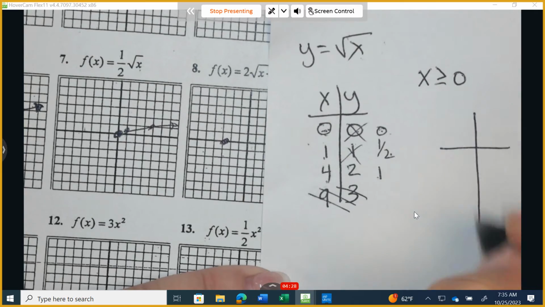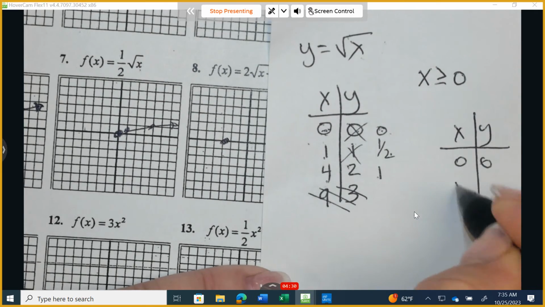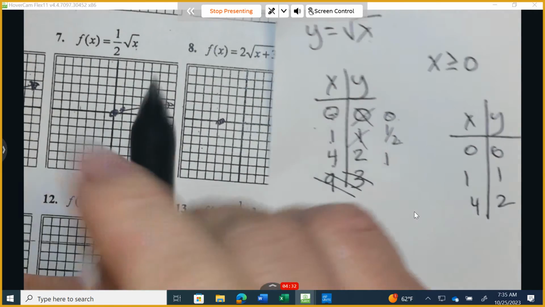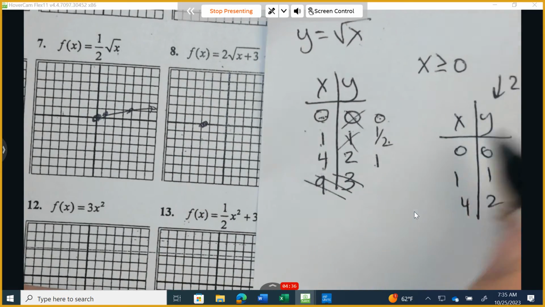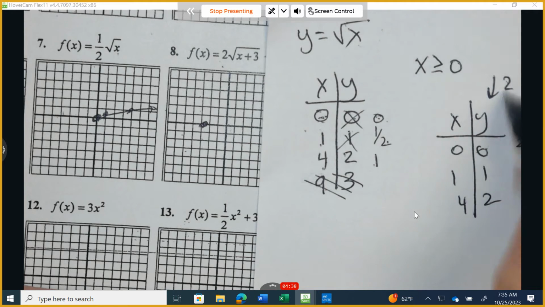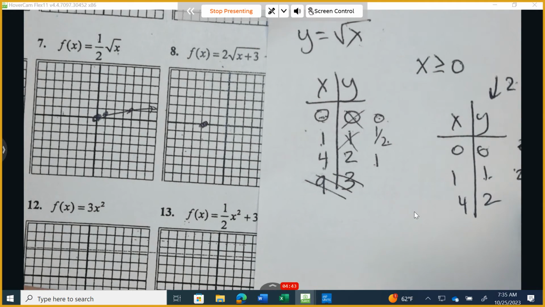I'm going to be lazy and write down a very quick table: 0, 0, 1, 1, 4, 2. And whenever there's a number stuck in front, we're going to multiply by that number. So 2 times 0 is 0, 2 times 1 is 2, 2 times 2 is 4.